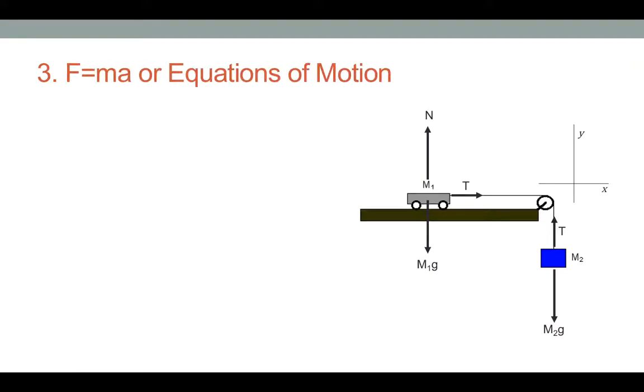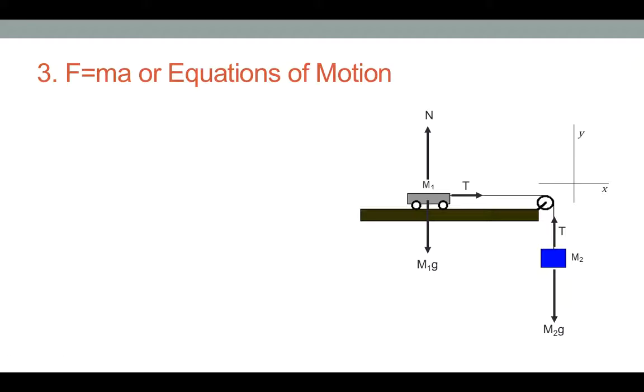And again, the frame of reference must be attached to the ground so that it is an inertial frame of reference. Our next step is to apply F equals ma to both of the objects, both the cart and this little blue block hanging off the end. So take a moment and write down F equals ma for both of these, both the x and the y direction.